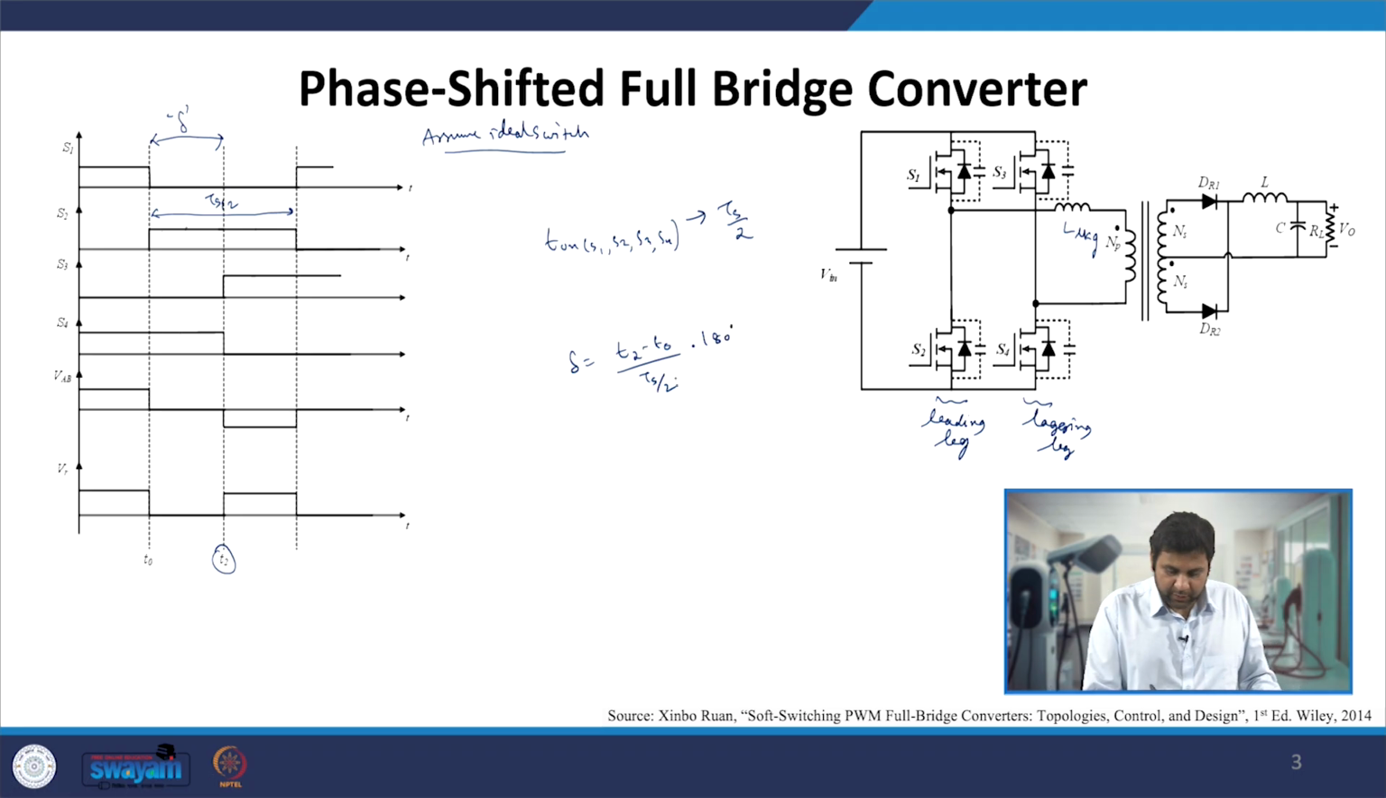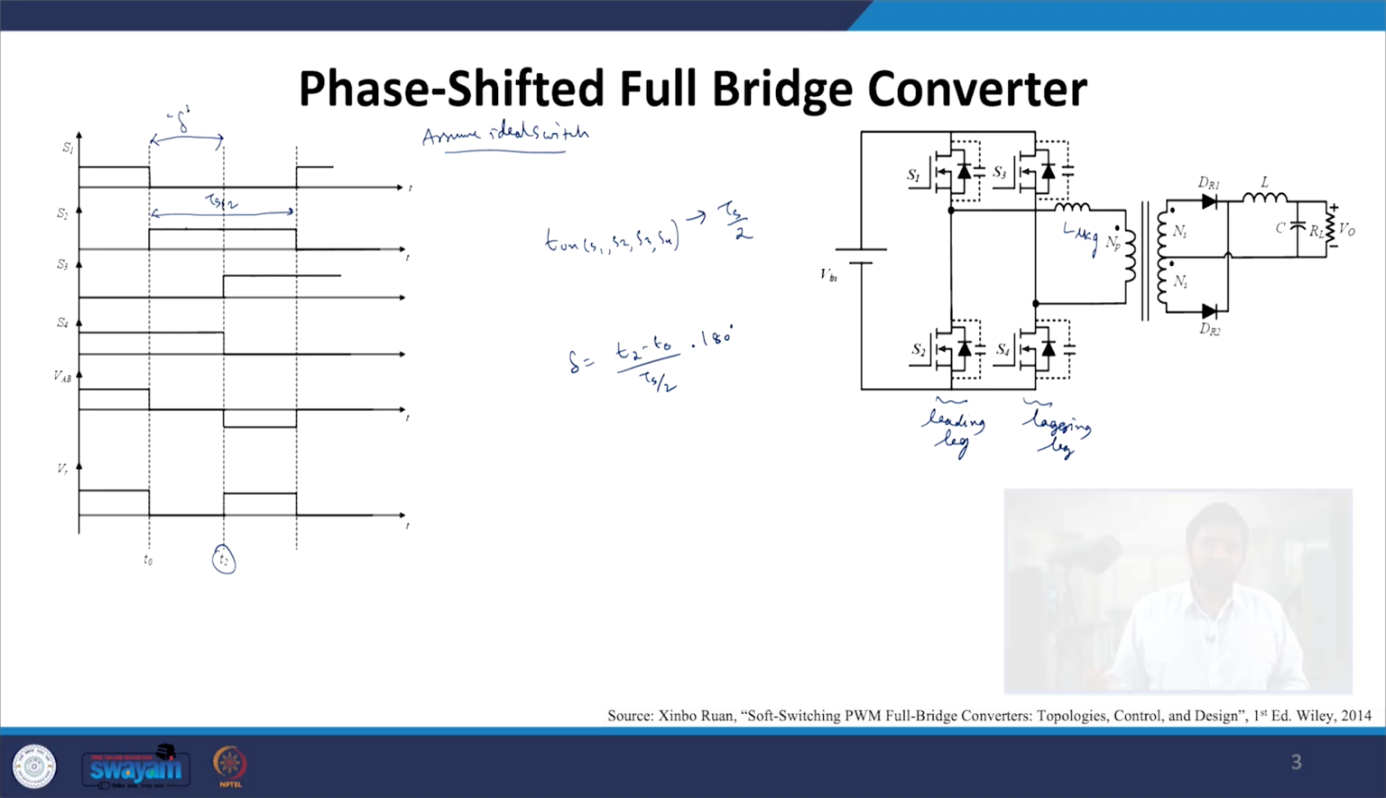because in Ts by 2 period we are encompassing 180 degree, and in the entire Ts period we are encompassing 360 degree. So, the portion of Ts by 2, that means T2 to T0, is the angle delta, the phase shift between turning off of the diagonal switches in the full bridge converter. So, the turning off of S1 and S4 is shifted from each other by an angle delta.